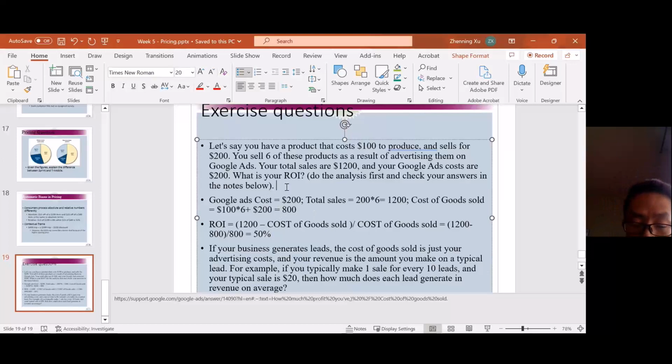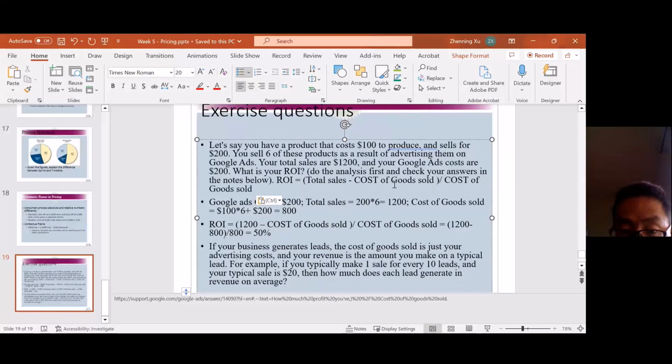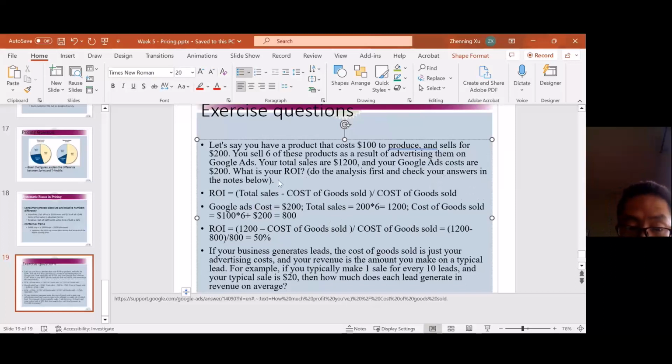So now if you want the formula, it's going to be total sales minus cost of goods sold, divided by cost of goods sold. Okay, so here's the formula.